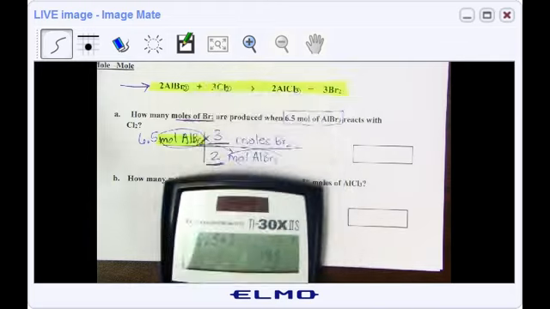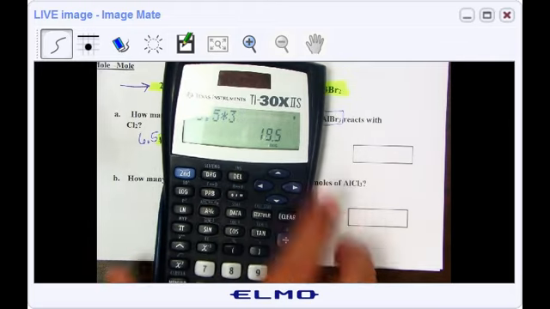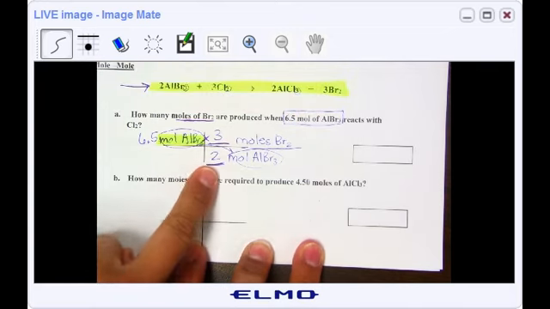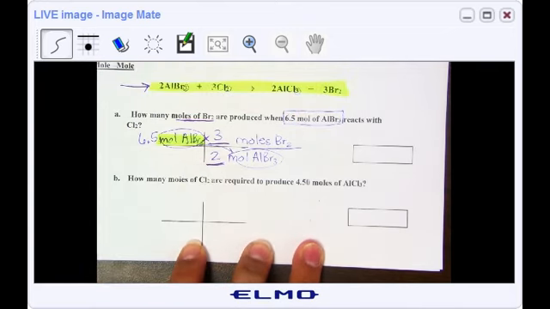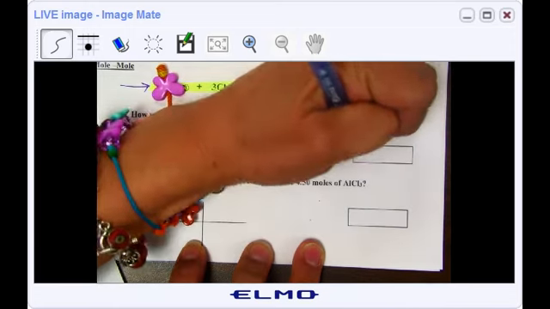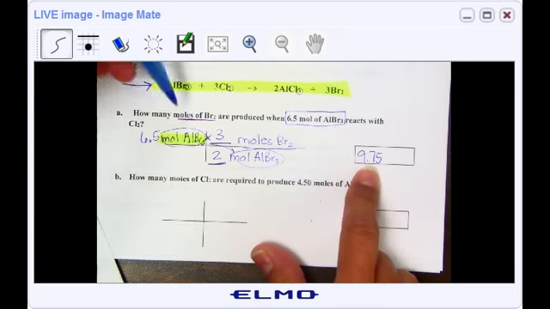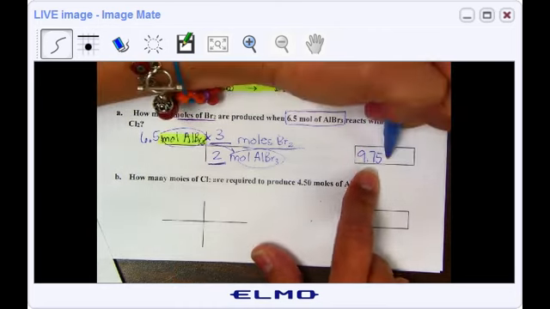So 6.5 times 3 equals 19.5. Then you divide what's on the bottom, which is 2. So divide it by 2, 9.75. But 9.75 what? What was I looking for? It's 9.75 moles of Br2.